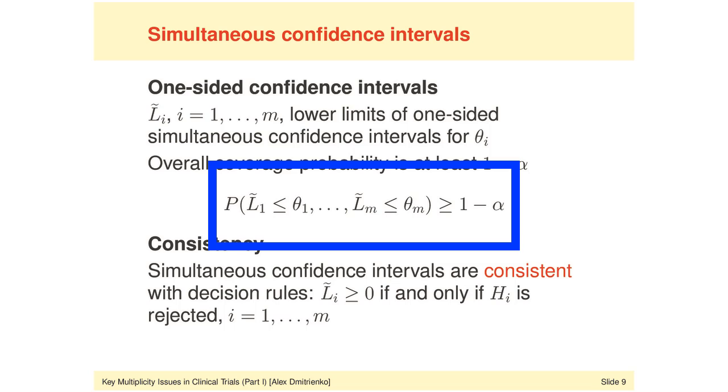And an additional very important property of simultaneous confidence intervals is consistency. They must be consistent with the associated multiple testing procedure. And this property is, of course, very similar to the consistency property in the univariate case. If we define a one-sided confidence limit for a single parameter, for example, theta I, then the lower confidence limit, denoted by L I tilde, must be greater or equal to 0 if the null hypothesis based on this parameter is rejected. And this null hypothesis is, of course, denoted by H I. And in the multivariate case, it's exactly the same rule. The lower confidence limit must be greater than or equal to 0 if the null hypothesis is rejected.